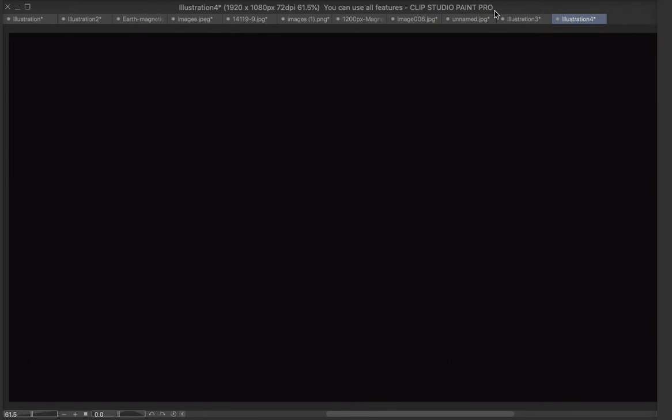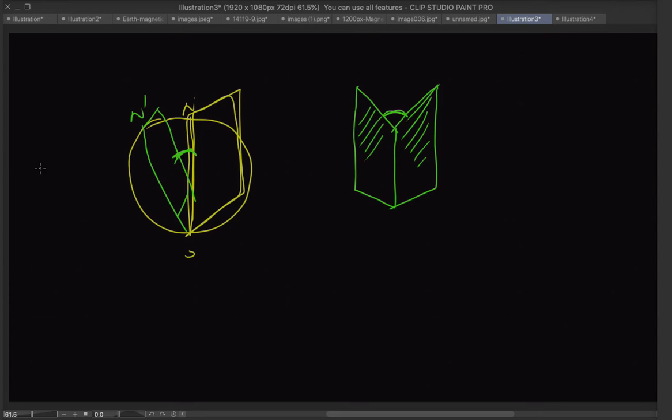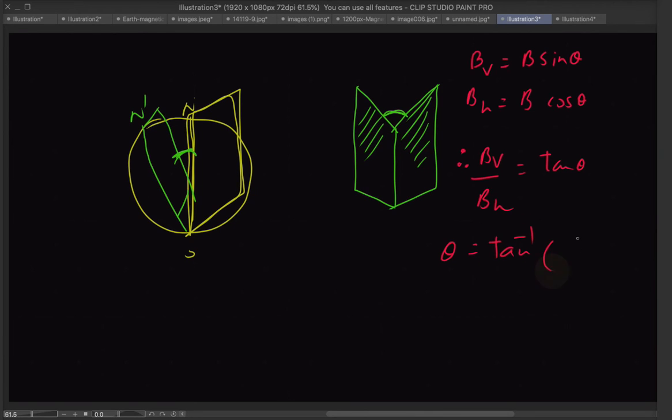First of all, let's say my values of these angles are like that. B vertical is equal to B sin theta and B horizontal is equal to B cos theta. So I'm taking the ratio of both. It would be BV by BH, which gives me tan theta. So whenever I want to find the angle of dip or something like that, I can use this formula, BV by BH, and this is my theta value.